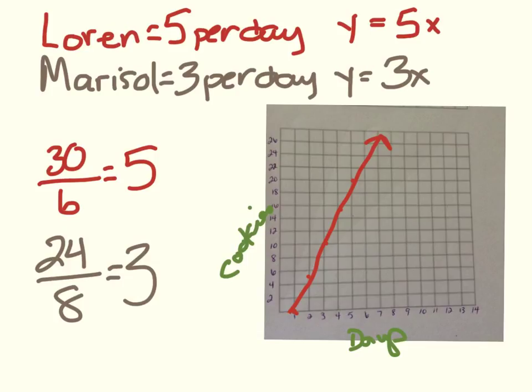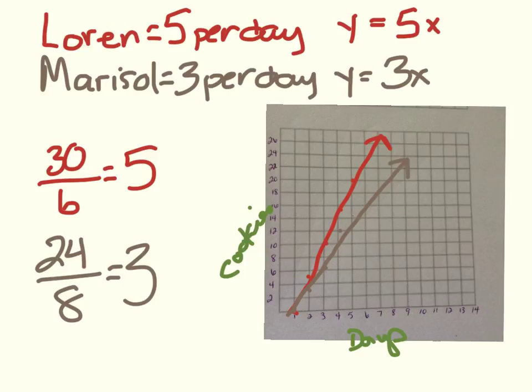Okay. Now we're going to go ahead and do Marisol's. Okay, so on day 1, she had eaten 0 cookies. Day 2, she ate 3. Day 3, she ate 6. Day 4, she ate 12. I'm sorry, on day 4, she had only eaten 9. Right, so we're just going to have to draw a new one. 9. Okay, so this graph goes like this.